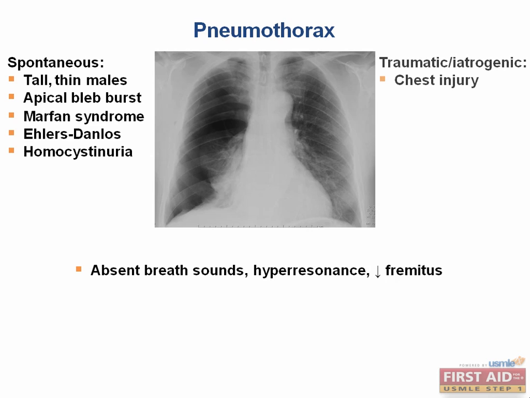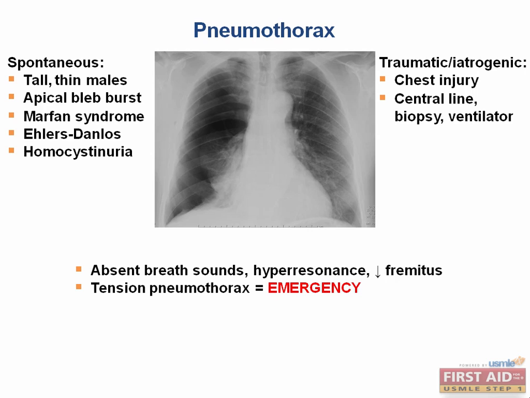Another type includes traumatic or iatrogenic pneumothorax. You can probably guess what's going on here. The causes here include any trauma or injury to the chest, like from a car accident or a knife wound. Now, how can you, as the doctor or future doctor, also cause a pneumothorax? Well, it can happen when you try and place a central line, biopsy the lung, or put the patient on mechanical ventilation.